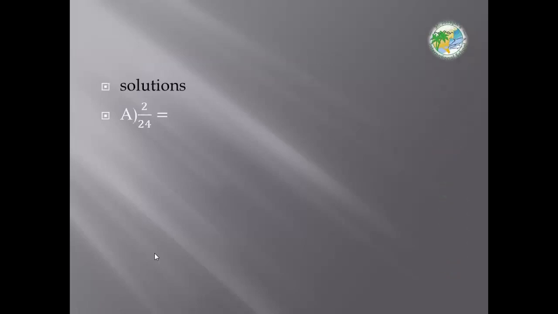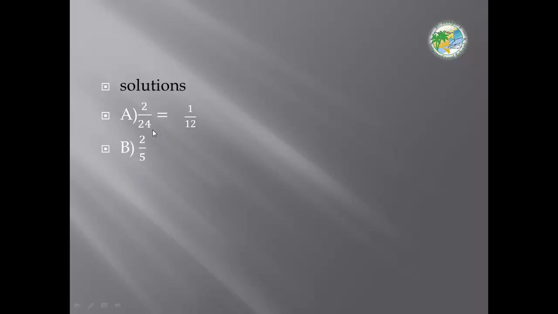Solution: the first one equal 2 over 24. طيب can we simplify this fraction? Yes. 2 و 24 multiples of number 2 موجودين في time table 2. 2 divide 2 equal 1, 24 divide 2 equal 12. Very good. Bravo. The answer is 1 over 12.